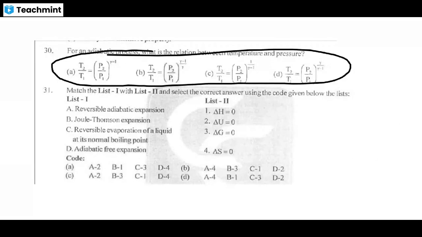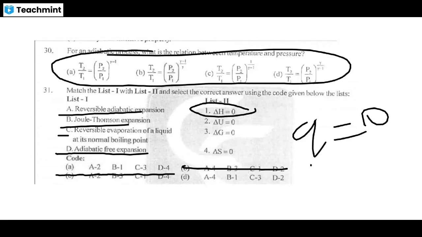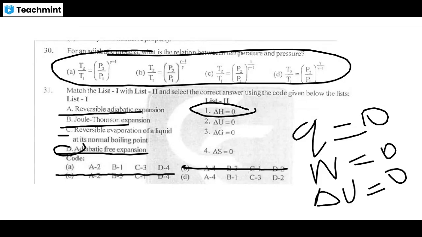Here you see the reversible adiabatic expansion, Joule-Thomson expansion. Joule-Thomson expansion is a constant enthalpy process, so B equals 1. So what are the options? You cancel all the options. Then you see adiabatic free expansion. Adiabatic means Q equal to 0. Free expansion means W equal to 0. Then delta U equal to 0. So D option 2, P option 1. So this is the answer. You check the other two.